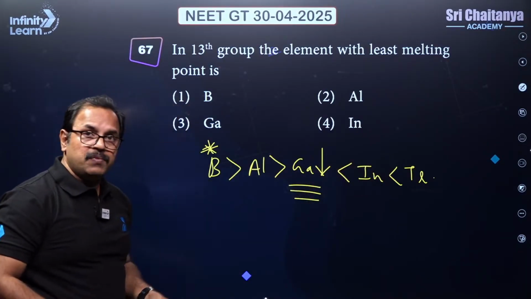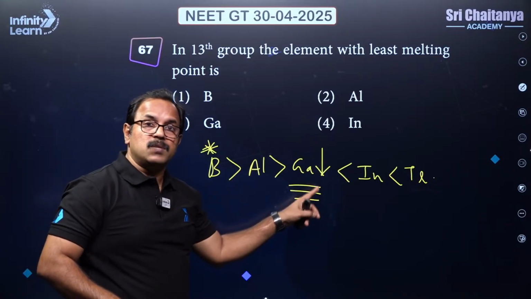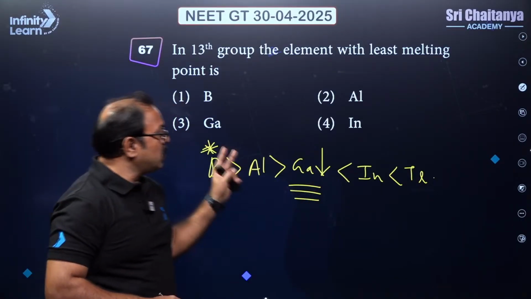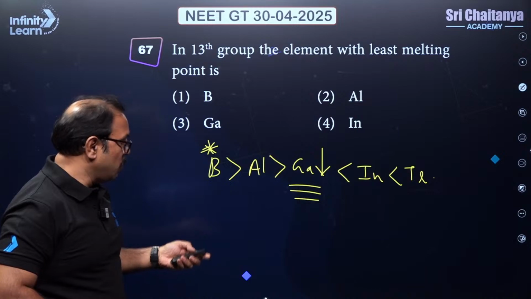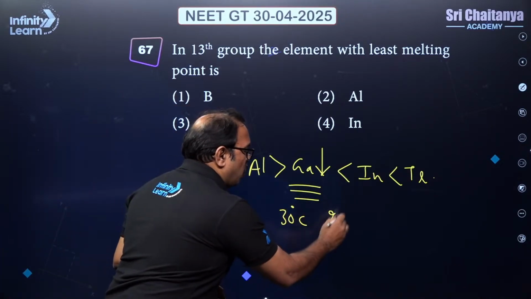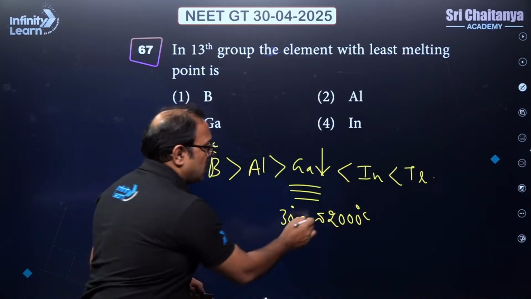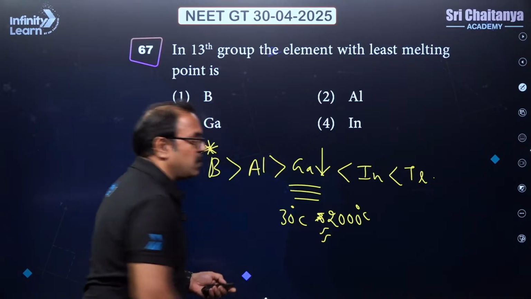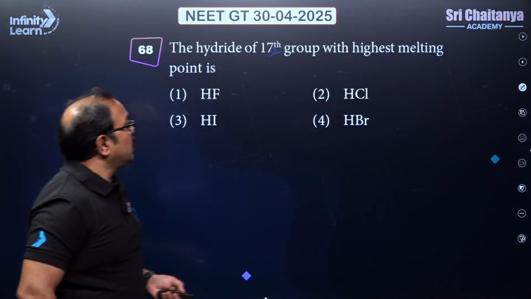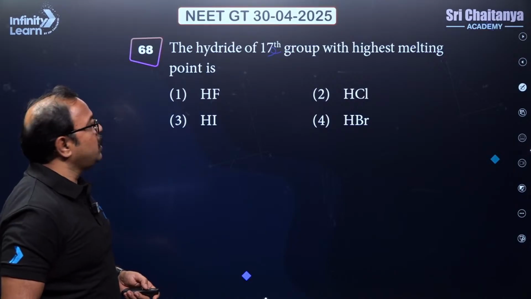If you see the nitrogen family, it is actually reverse. Nitrogen, phosphorus, arsenic, arsenic increases because of the layer structure. Of course, that is with respect to the fifth group, but here you remember this. So gallium has a low melting point and a very high boiling point, nearly 2000 degrees. Therefore, it is also used in high temperature thermometers. Now next, the hydride of the 17th group with the highest melting point.